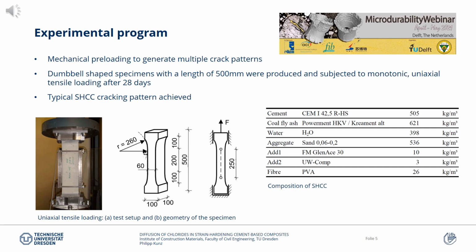Subsequently, the specimens were cut and coated and subjected to different concentrated sodium chloride solutions with varied exposure times, which we will see more in detail in the coming slides. The mixture itself contains, besides cement, superplasticizer, stabilizer and water, a relatively high fly ash content, fine aggregates with a maximum aggregate size of 0.2 mm, and has in total a fiber content of 2% by volume, where those fibers were made out of polyvinyl alcohol with a length of 12 mm and a diameter of 40 micrometers.